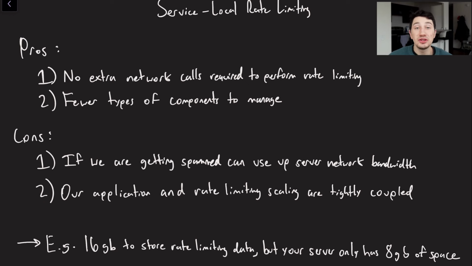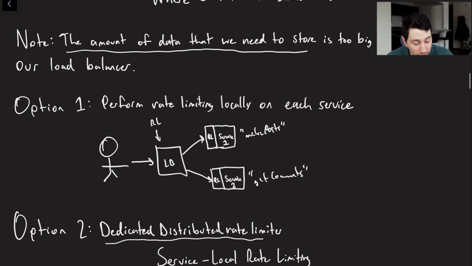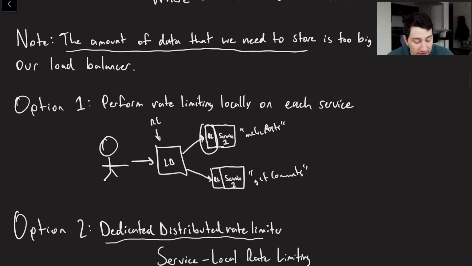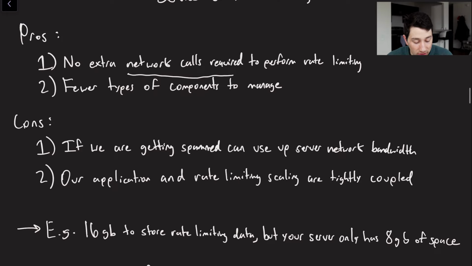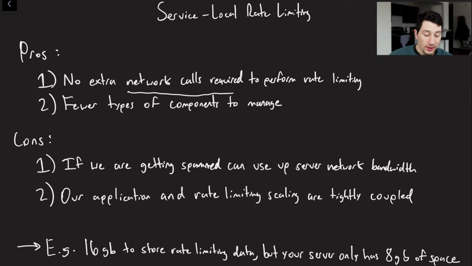So the pros of this should be somewhat clear, which is that there are no extra network calls required. Because all the rate limiting is done right here on our service, we can just keep that data locally. And as a result of doing so, we are in good shape. Okay, so no extra network calls.